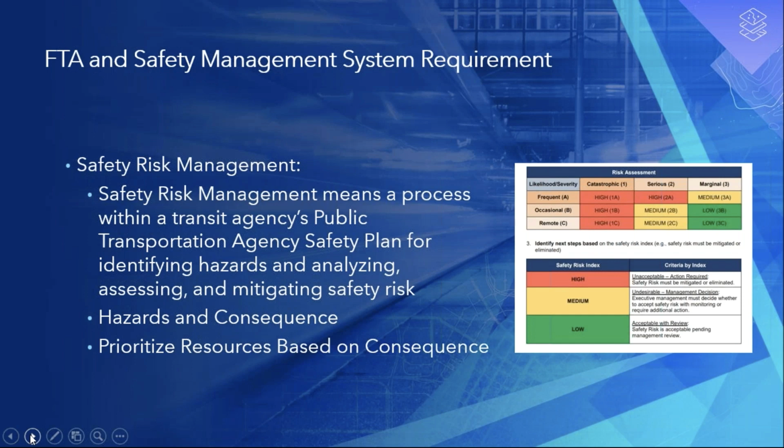And there are many sources of information that can be used to identify safety hazards, including employee reporting, which is a critical piece, inspection and accident reports, and customer feedback as well. But the key is to identify as many potential hazards as possible. And then the next step is really to examine the consequence of those hazards to help prioritize the agency's resources and those investments needed to mitigate those hazards.